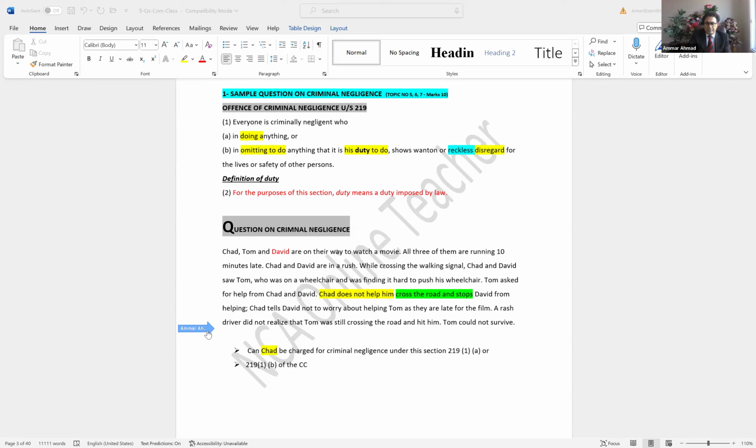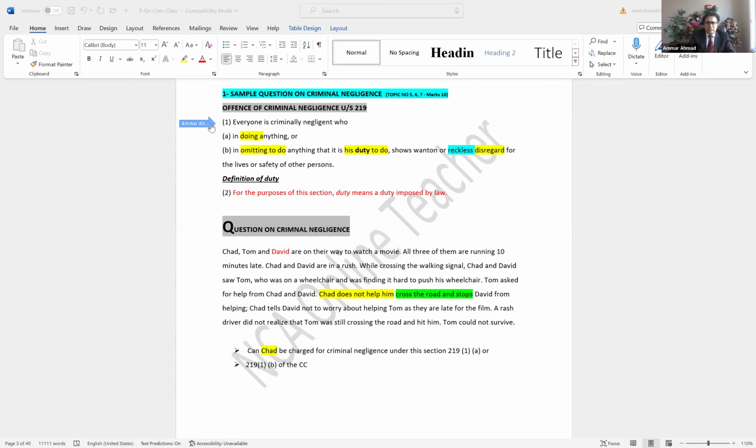Tom could not survive. Question: can Chad be charged for criminal negligence under Section 219(1)(a) or under Section 219(1)(b) of the Criminal Code? So we also have to see which subsection has been asked in any fact pattern or problem-based question. After reading this, we now read the section. I also advise my participants that it is helpful to read the section first and then the question, so that we know what actus reus we are looking for.